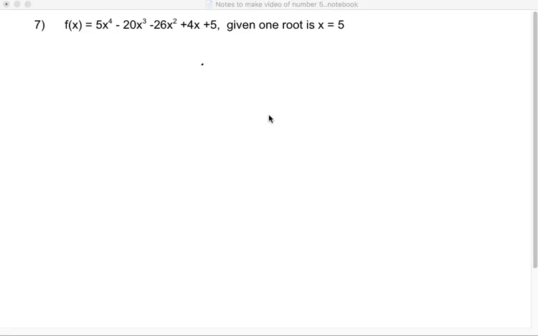Here is example 7 from the homework, just in case you wanted to see that again. So we're going to start by taking a look at this polynomial. It's quartic, and we know that one of the answers is x equals 5. Now we can't factor it because it's not 4 terms, right? It has 5 terms to it, so we don't have a method for factoring that.